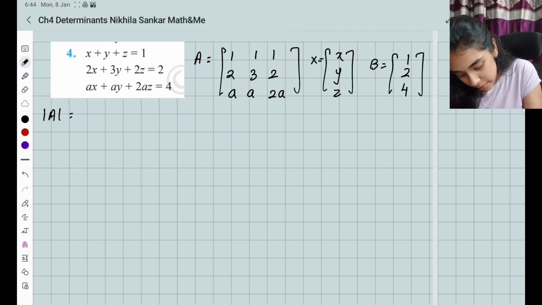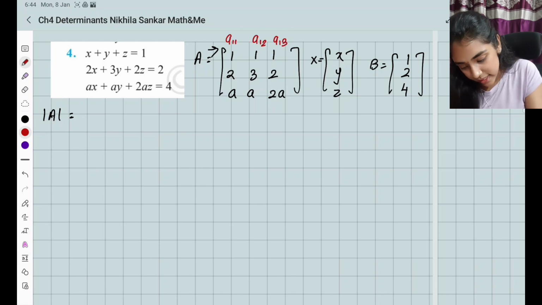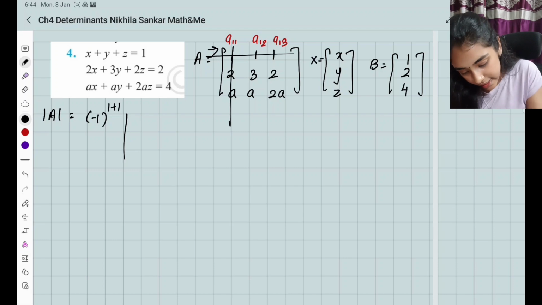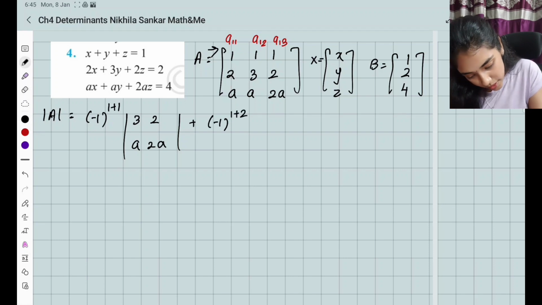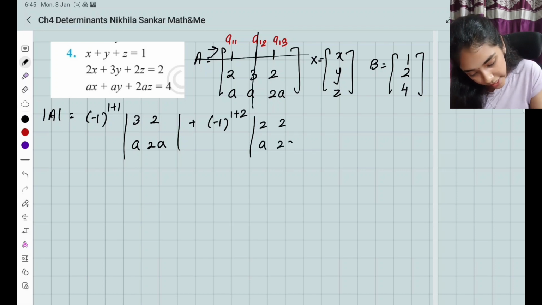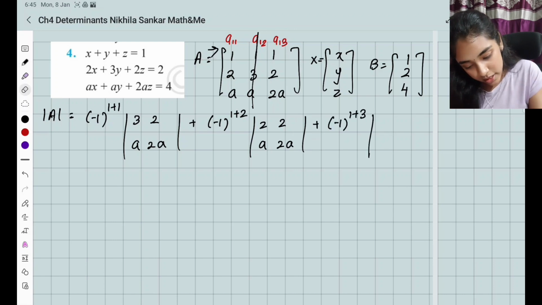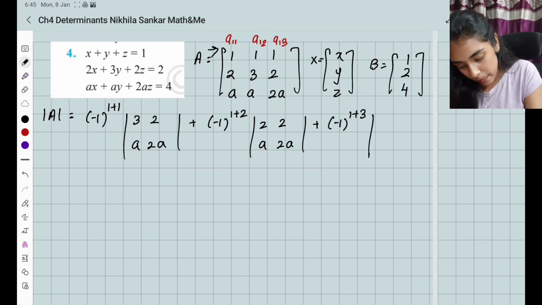So I need to find the determinant of A. What is the determinant of A? I can do it along row 1. So row 1 vechu panna I'll have A11, A12, A13. Okay, so A11 na I can do it 1 times minus 1 to the power 1 plus 1 times the determinant, which is going to be, when I do this, I'll have 3 2 A 2A, then plus minus 1 to the power, when I erase this, 1 plus 2 times 1 into determinant of, when I hide this, I'm going to have 2 2A 2A, then plus minus 1 to the power 1 plus 3 times the determinant is going to be 2 3 A.